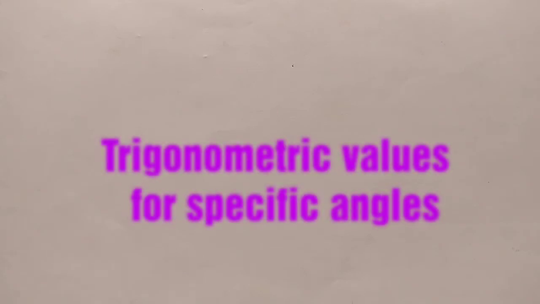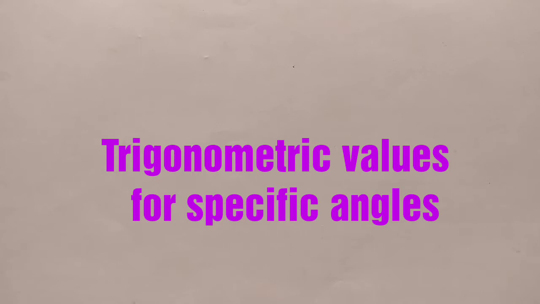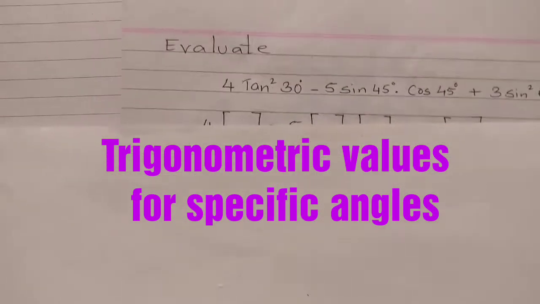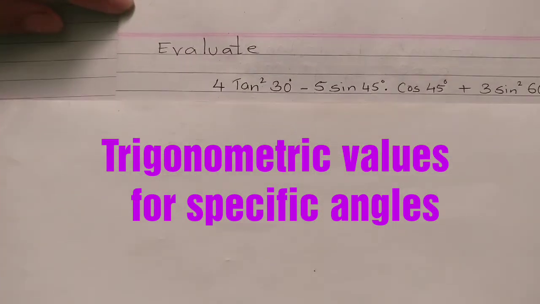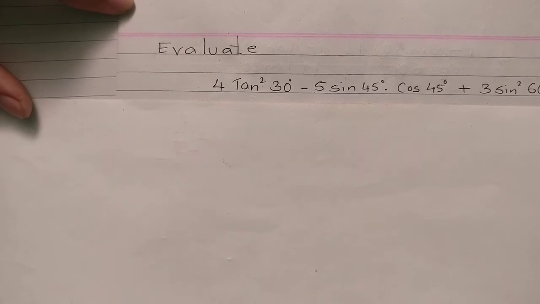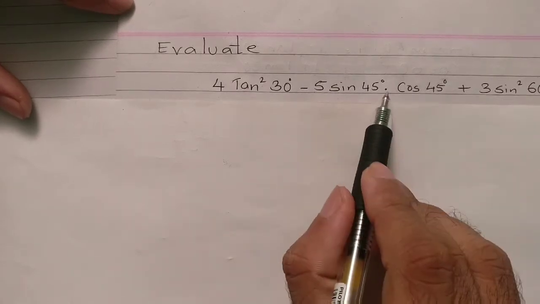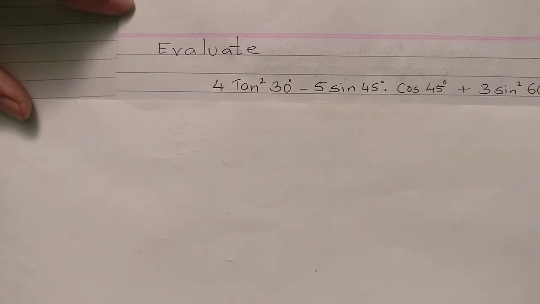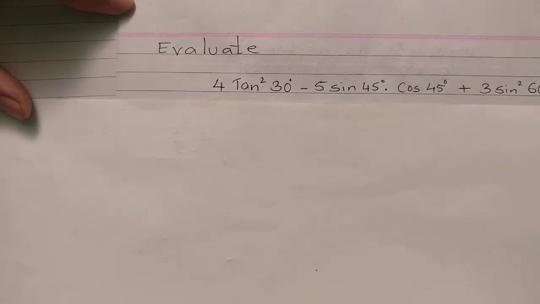Today we are going to solve how to find trigonometric values for specific angles, and the question that can be asked is something like this. Evaluate 4 tan² 30 minus 5 sin 45. This dot implies it's multiplied. cos 45 plus 3 sin² 60.